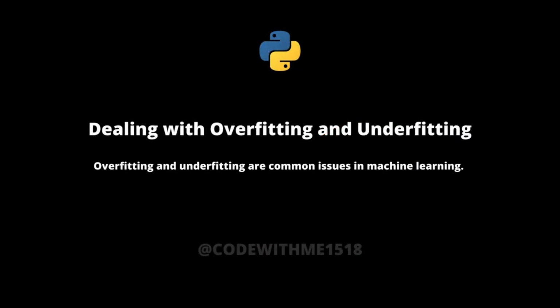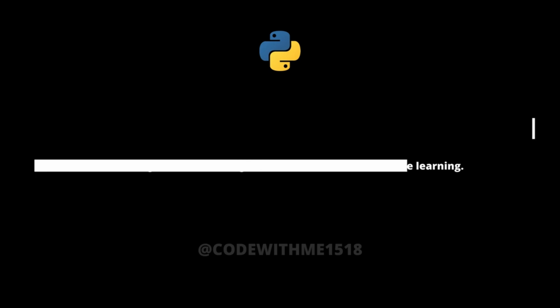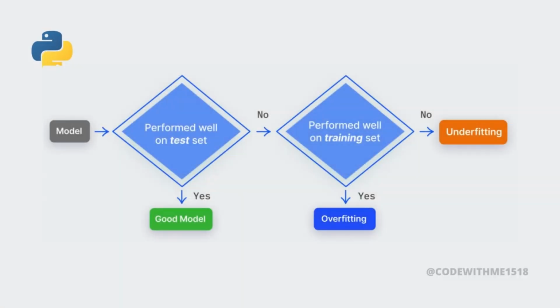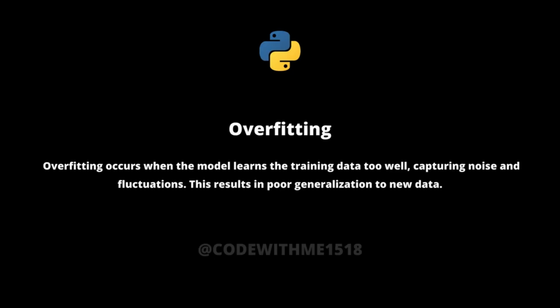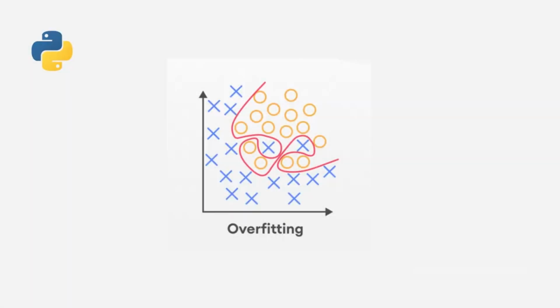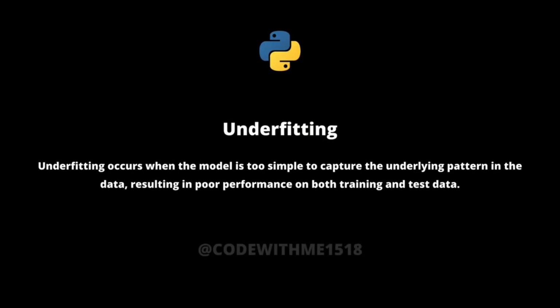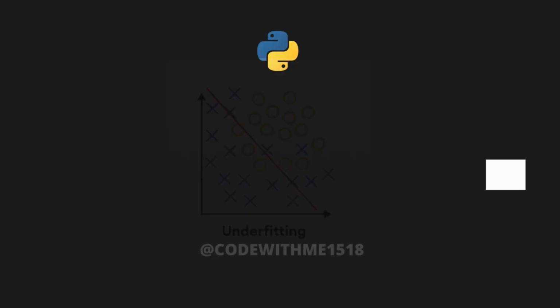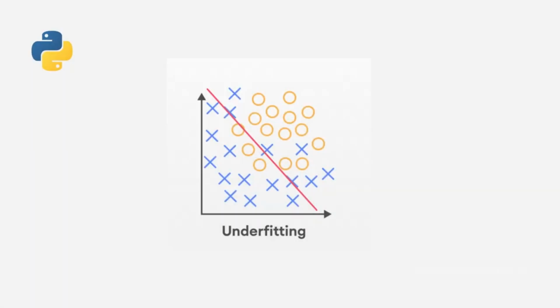Overfitting and underfitting are common issues in machine learning. Let's understand what they are and how to deal with them. Overfitting occurs when the model learns the training data too well, capturing noise and fluctuations. This results in poor generalization to new data. Underfitting occurs when the model is too simple to capture the underlying pattern in the data, resulting in poor performance on both training and test data.